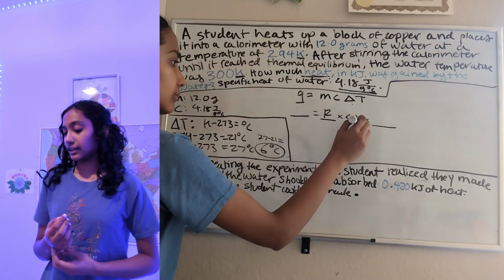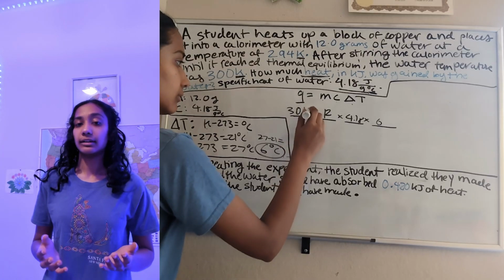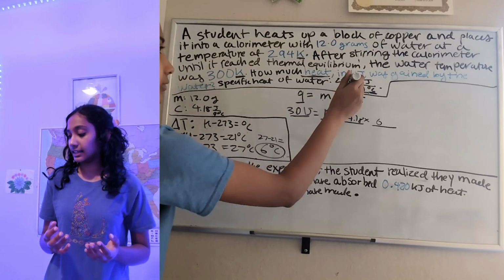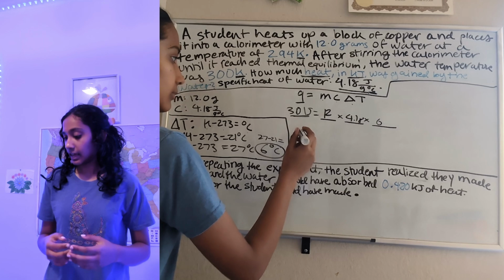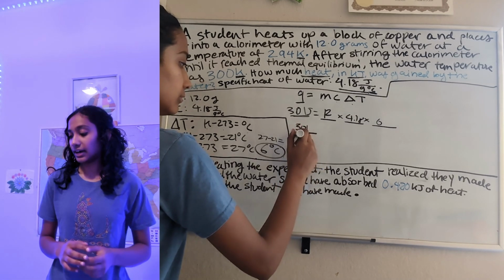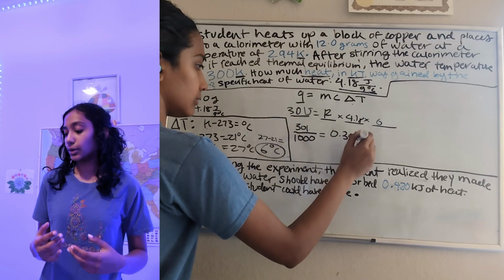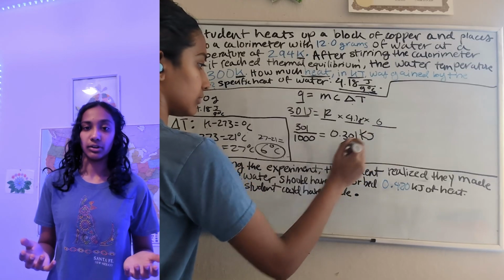12 times 4.18 times 6 gives us 301 joules. However, this question asks us for the heat gained in kilojoules, and 1 kilojoule is equal to 1,000 joules. So, dividing 301 by 1,000 gives us 0.301 kilojoules of heat gained by the water.